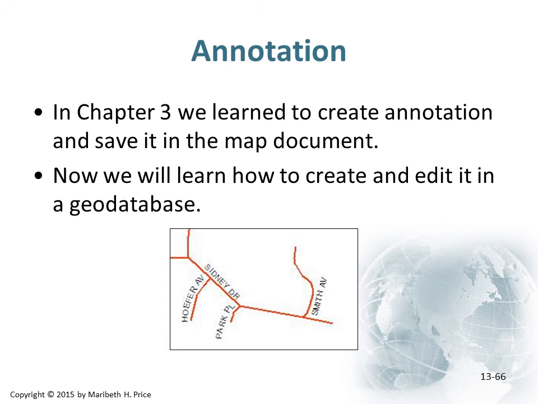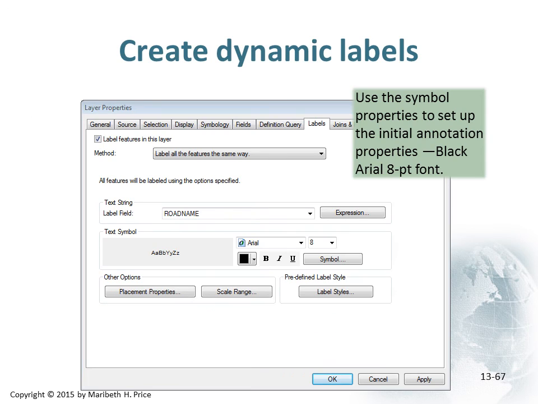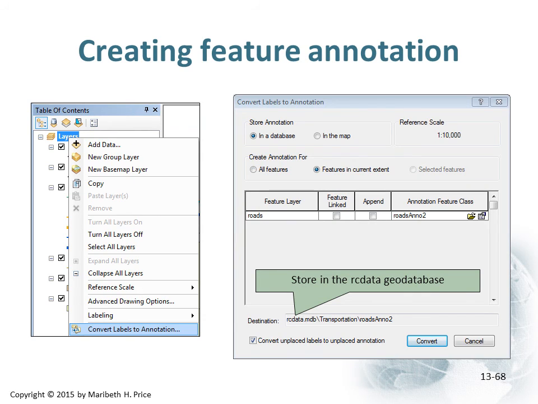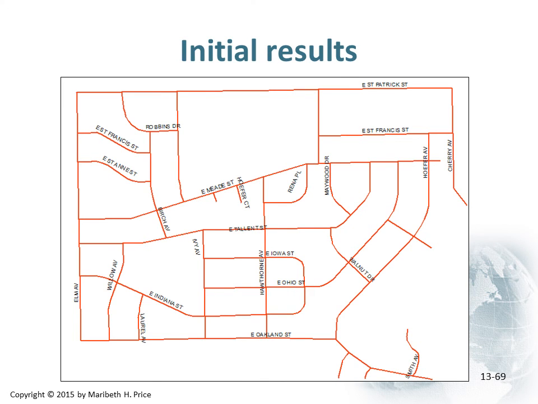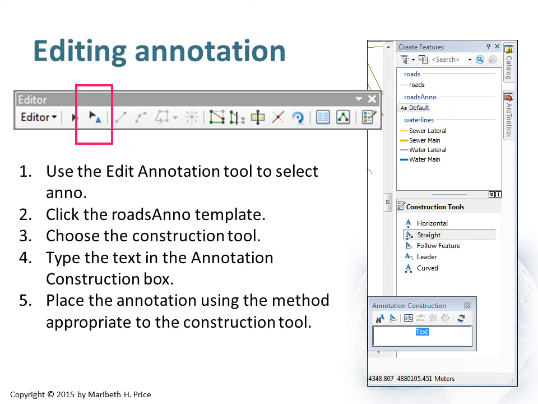Editing annotation. Do you remember what annotation is? In Chapter 3 we learned to create annotation and save it in the map document. Now we're going to create and edit it in a geodatabase. First thing is you create dynamic labels. Use the symbols property to set up the initial annotation properties that you're looking for. Then from the table of contents you convert your labels into annotation, and you store it in the geodatabase, and you do all the other things. Make sure you store it in the right one, etc., etc. And you get your initial results.